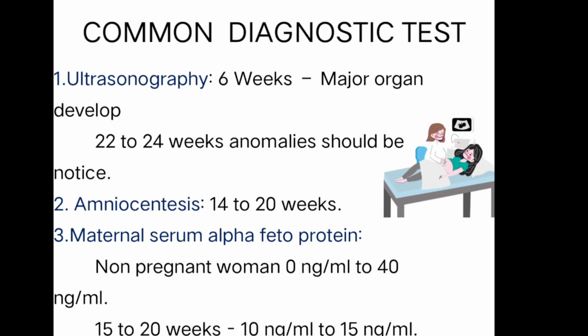Next are the common diagnostic tests. Commonly we do ultrasonography. During the confirmation of the pregnancy, we do the confirmatory scan. Then at 6 weeks we check the major organ development, and by 20 to 24 weeks we do the anomaly scan. In the third month we do a nuchal translucency scan. We do this to rule out any physiological abnormalities and to see how the organs are developing. Along with the nuchal translucency scan, we do a double marker to identify whether the baby has chromosomal abnormalities like Down syndrome.